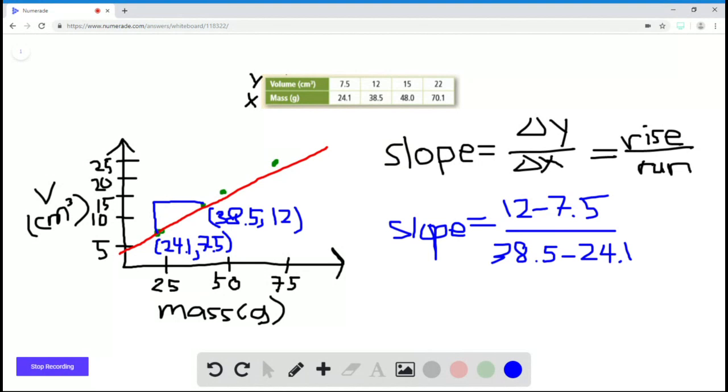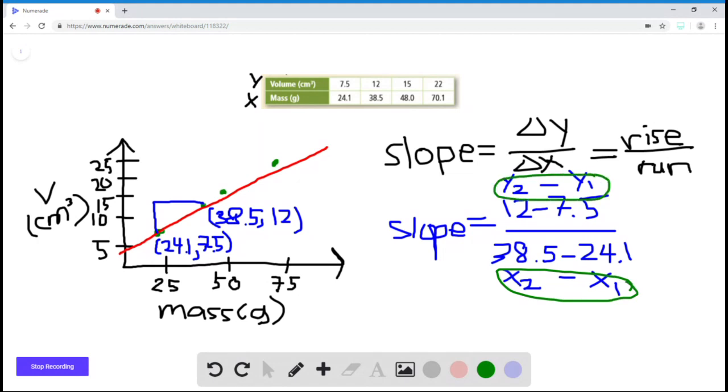And in this case, we have a positive number over a positive number, which when you divide it becomes a positive number. So it doesn't matter in which order you do this, you do just want to make sure that you use the same order for each. So for example, this is y2 minus y1, and this is x2 minus x1. Okay, so x2 minus x1 and y2 minus y1.